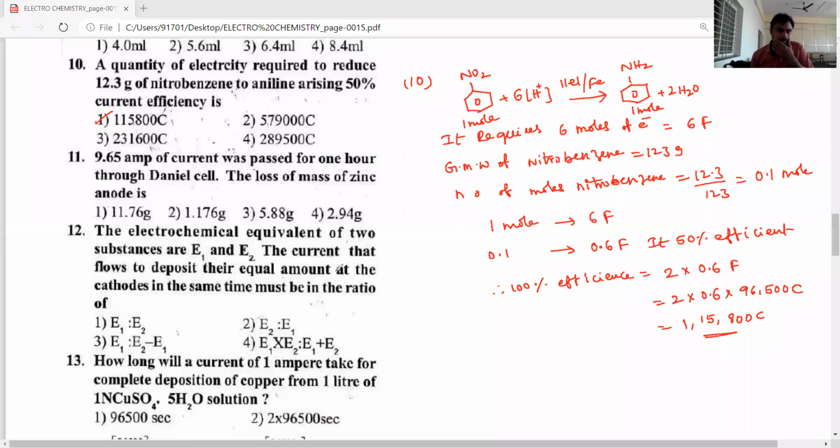Okay. Now the main important thing here is how nitrobenzene is converted into aniline. 1 mole of nitrobenzene is converted into 1 mole of aniline. How many moles of electrons does it utilize? 6 moles of electrons, which is 6 faradays of electricity. After basing on that, we calculated, because 1 mole of nitrobenzene is not present, just 12.3 grams, which is 0.1 moles. 0.1 mole of nitrobenzene converted into aniline with 100% efficiency requires 1,15,800 coulombs of electricity. Okay, students.